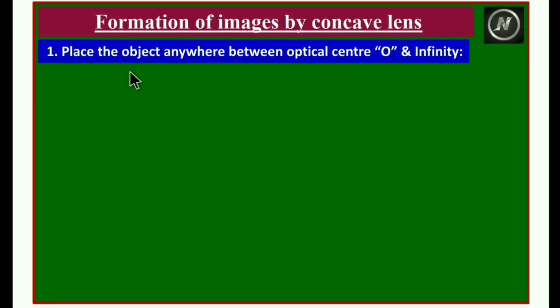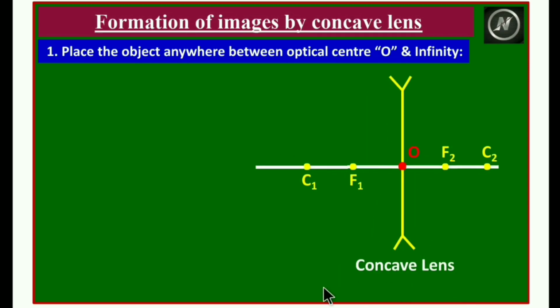Next, formation of images by a concave lens. First one, place the object anywhere between the optical center O and infinity. So, taking the concave lens, place the object between the optical center and infinity. So, placing the object between these two.